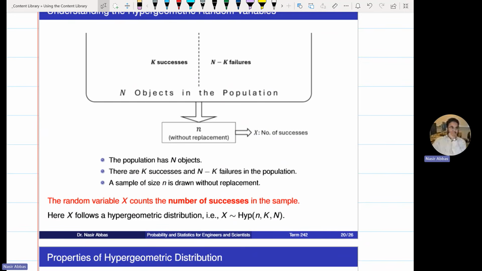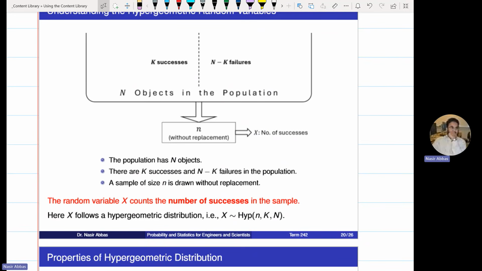Whenever you are selecting without replacement from a finite population, the trials become dependent. In that case, the distribution of the number of successes is no longer binomial, it is hypergeometric. So look at the question. Whenever we give you a hypergeometric question, we will not give you P.